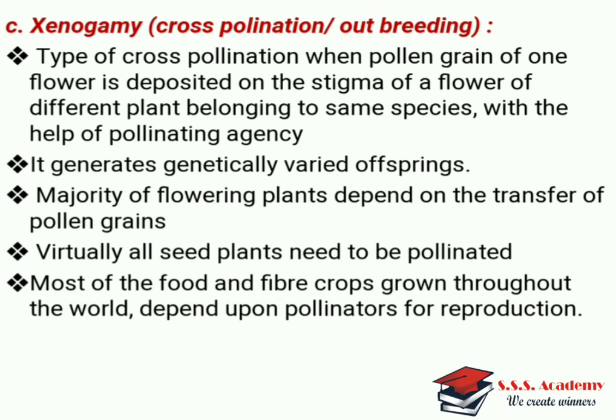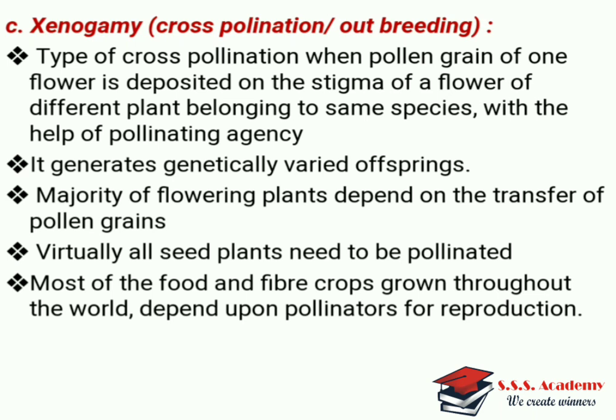Okay, so what is that? That we will see in somewhat detail. Type of cross pollination, when the pollen grain of one flower is deposited on the stigma of the flower of a different plant belonging to the same species with the help of pollinating agent.